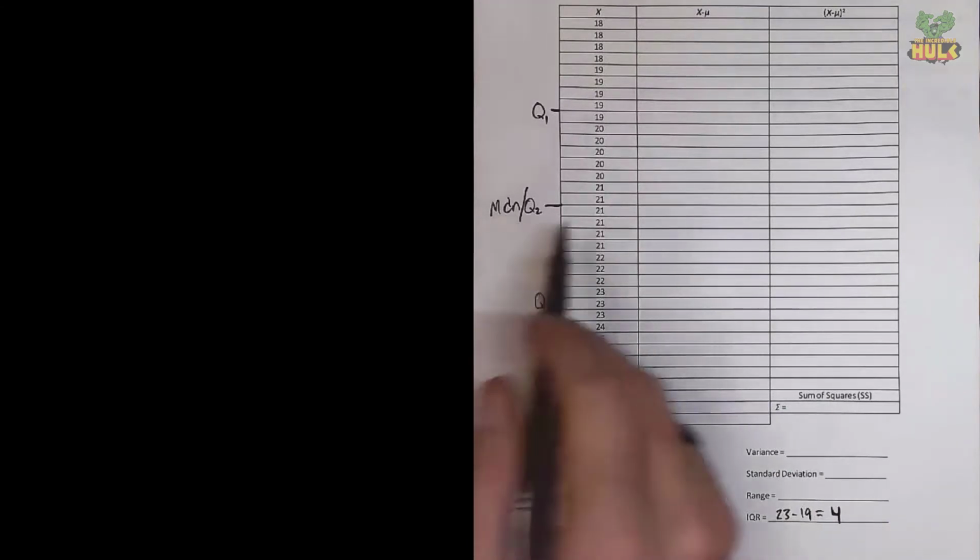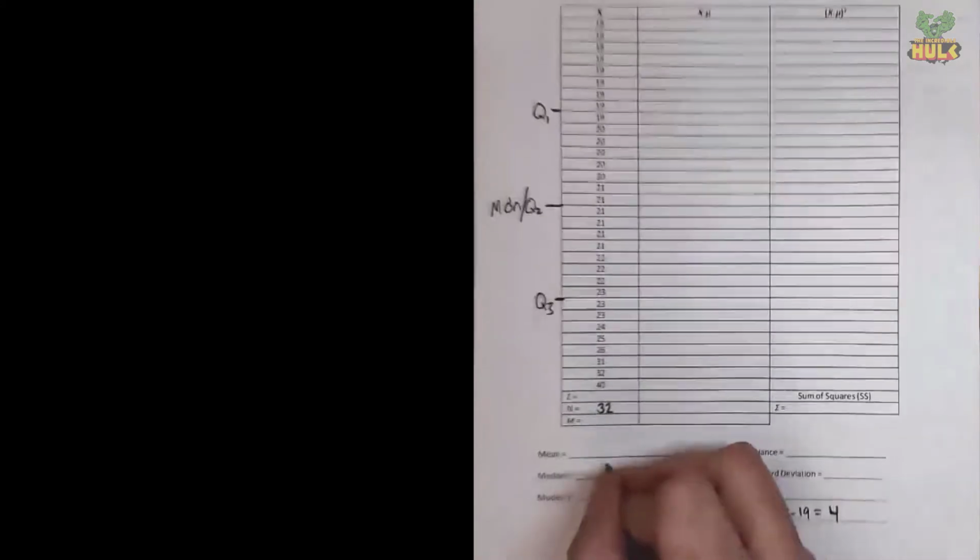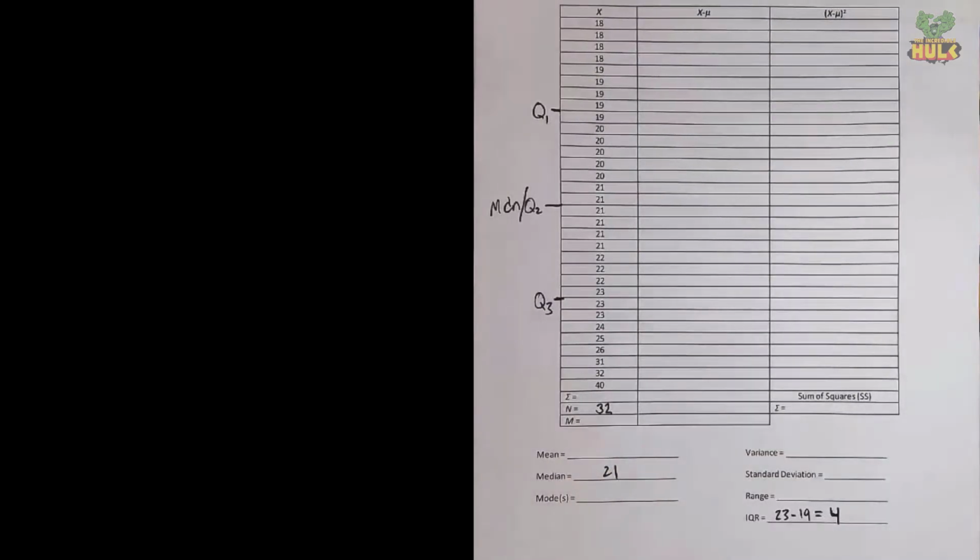We know the median because at this point right here, it's the spot between 21 and 21, which is very clearly 21, right? So if you add them together and divide by 2, you get 21. So the median is 21.